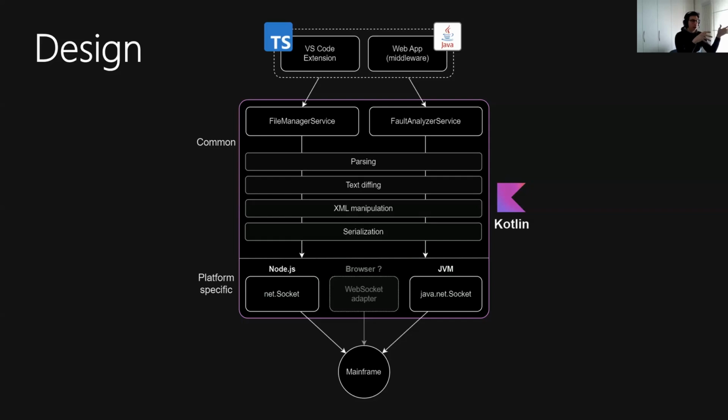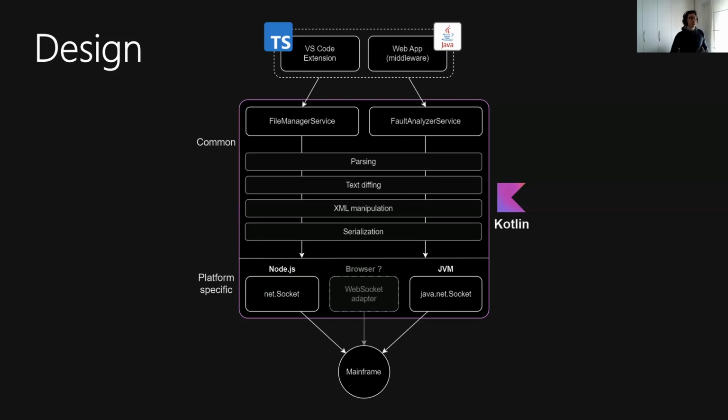So we have a socket implementation for Node.js, a socket implementation for the JVM, and then potentially we could plug in a WebSocket adapter in case we want to target the browser. And that platform-specific code is then plugged into the common code. That's how our code architecture works.